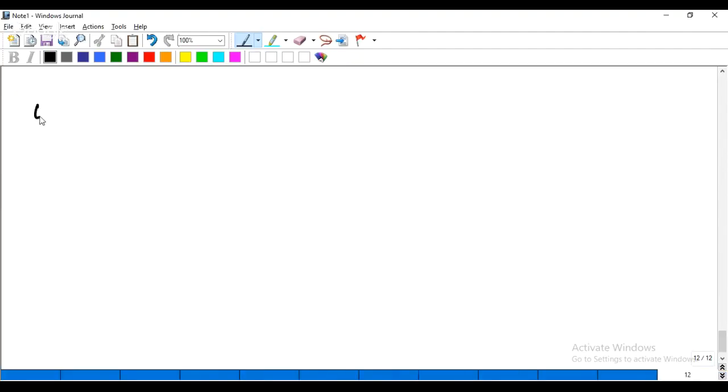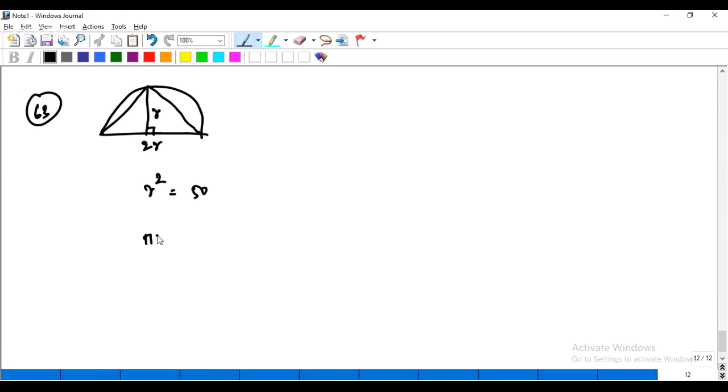Next, 63. The area of the largest triangle that can be inscribed in a semicircle. In a semicircle, if you look at the largest triangle that can be inscribed, the base is 2r and I want the height to be r. So the area of the largest triangle is r square, which is given as 50. And the area of the semicircle is pi r square by 2, which is equal to 25 pi.